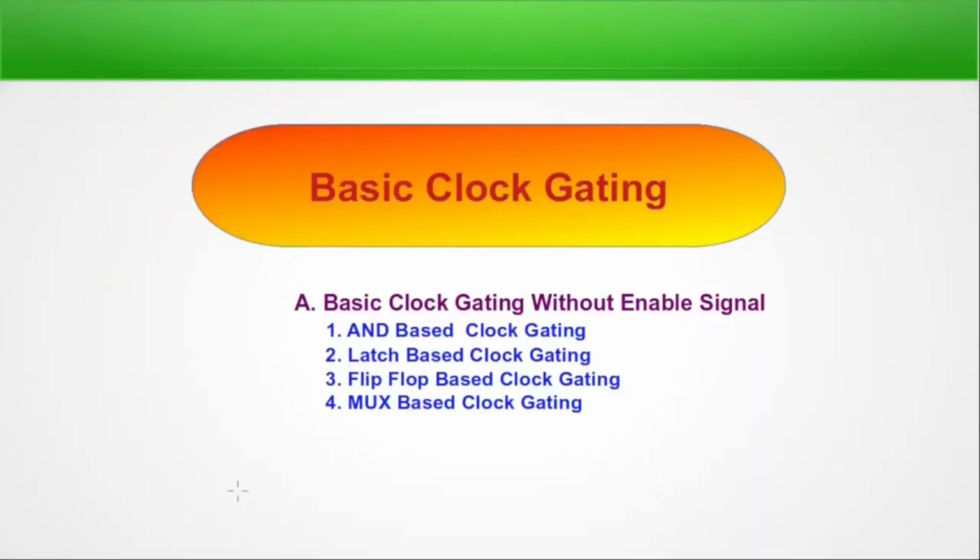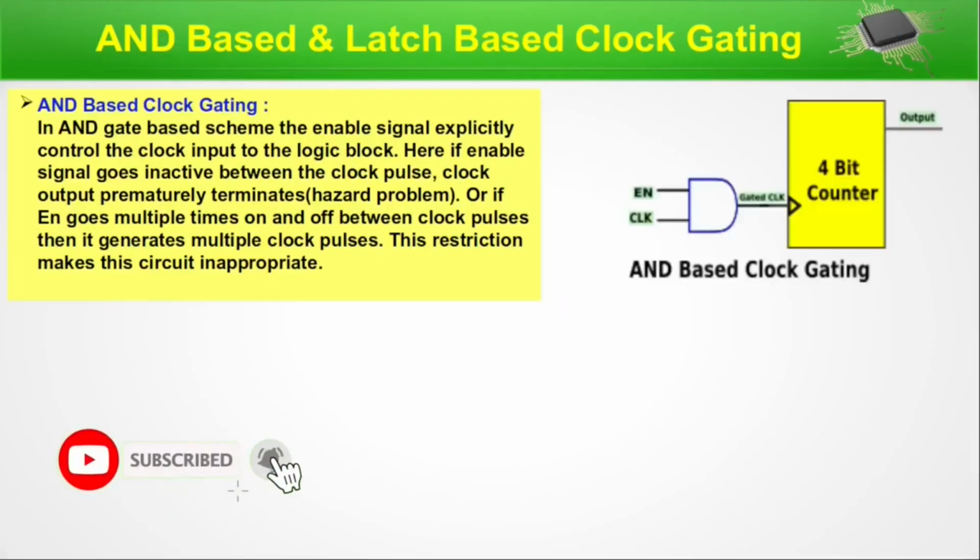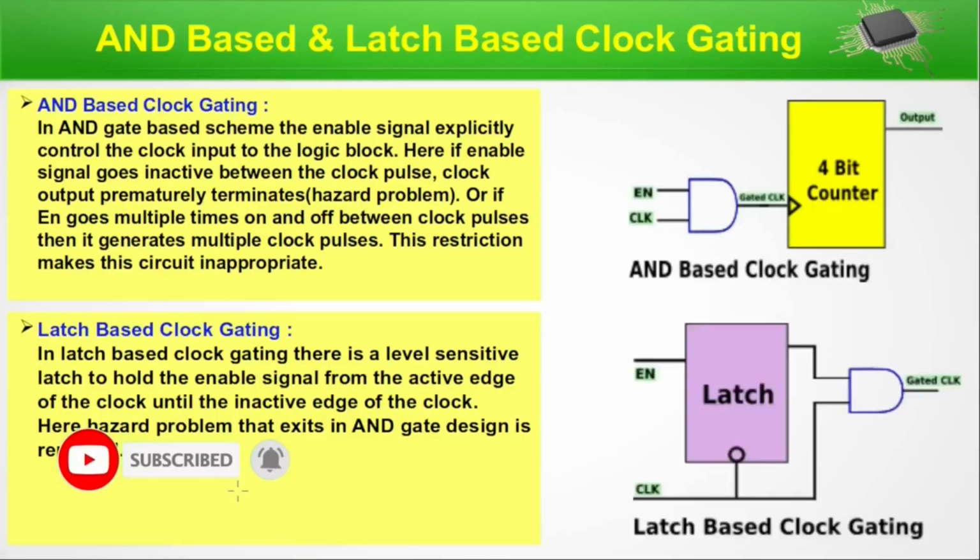So basic clock gating without enable signal: AND based, latch based, flip flop based, and mux based. First AND based and latch based. So this is AND based clock gating circuit. In AND gate based scheme, the enable signal explicitly control the clock input to the logic block. Here, if enable signal goes inactive between the clock pulse, clock output prematurely terminates. That's a hazard problem. Or if enable goes multiple times on and off between clock pulses, then it generates multiple clock pulses. This restriction makes this circuit inappropriate.